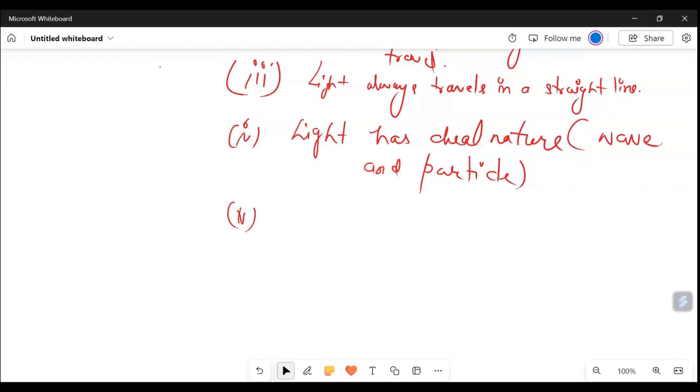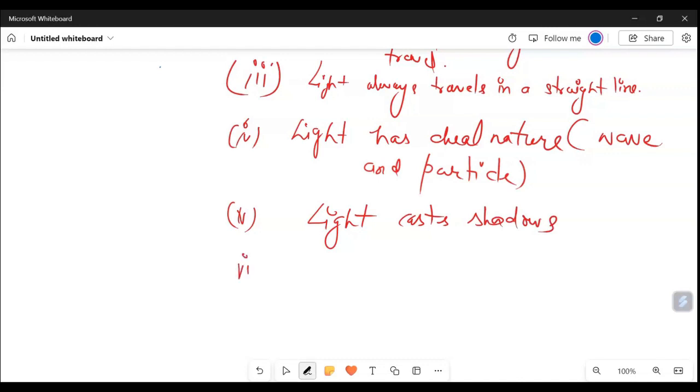When you walk in the sunlight, you see shadows. So light casts shadows also. Light creates shadows also. I hope you are getting what we are doing here.